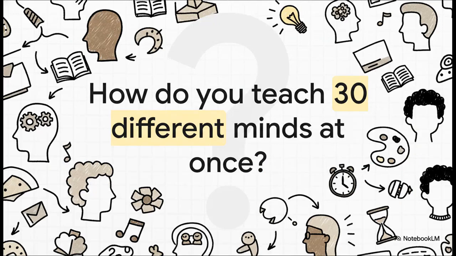Seriously, think about it. It's the question at the heart of teaching, isn't it? You step into a classroom, and you're not facing one student, you're facing 30. 30 completely different people with their own brains, their own passions, their own speeds. How in the world do you teach all of them at once?